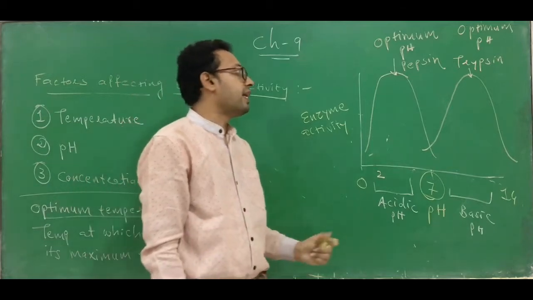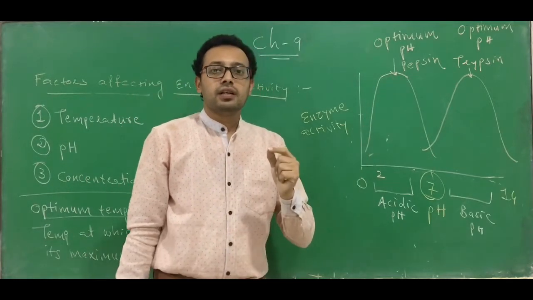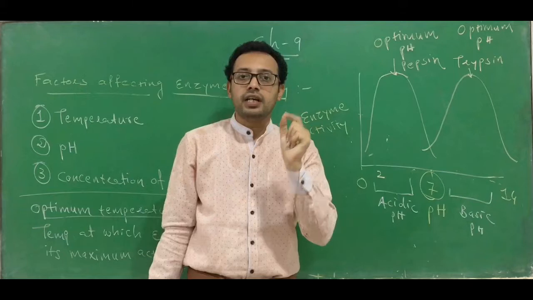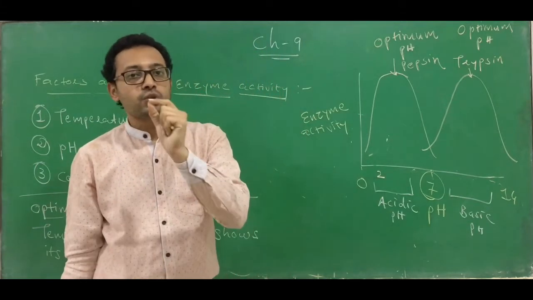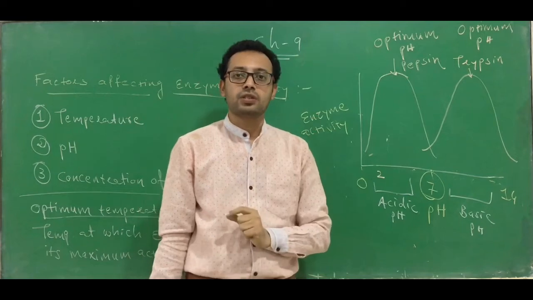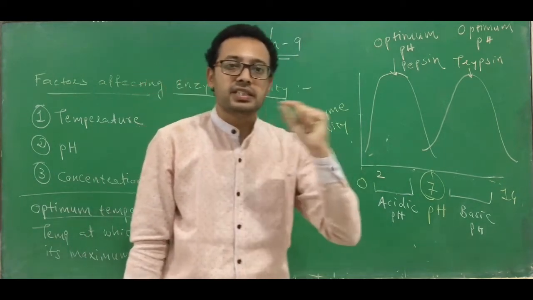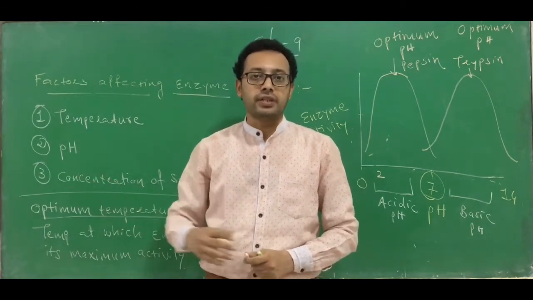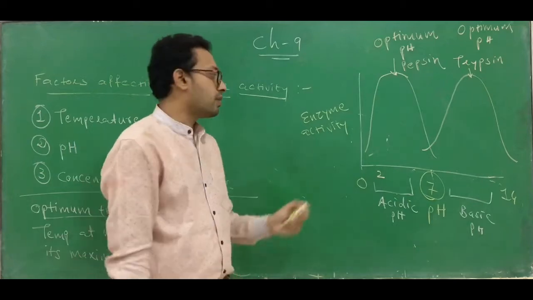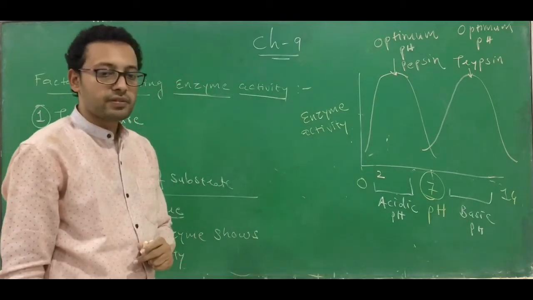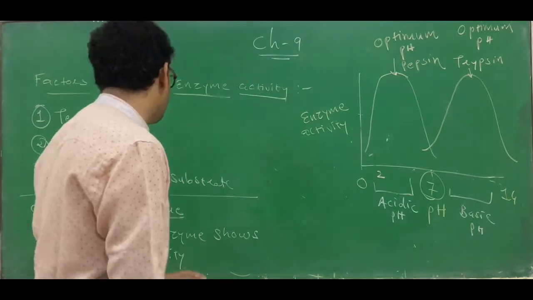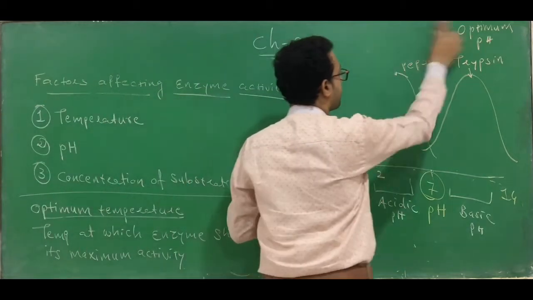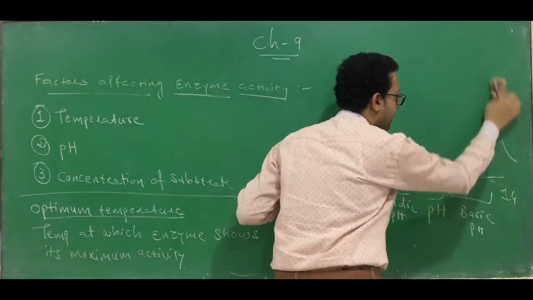Ultimately you also have to remember that as deviation in the pH occurs from the optimum pH, there is a decrease in the enzymatic activity, and the enzyme shows its maximum activity at optimum pH. For some enzymes, the optimum pH is acidic. For other categories of enzymes, the optimum pH is in a basic range. Thus you get a bell-shaped curve in the enzyme activity versus pH graph. Now the third factor which affects the enzyme activity is the concentration of substrate.